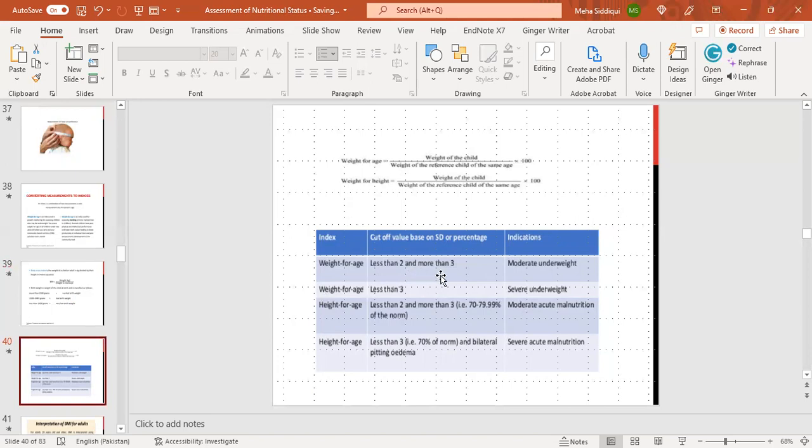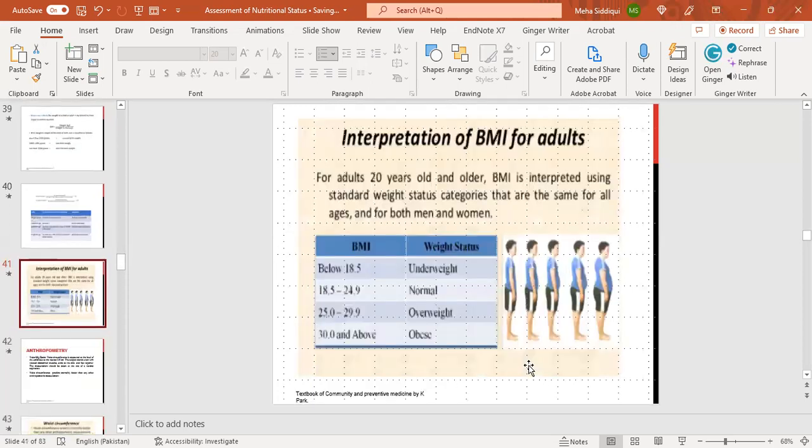If it is less than 2 and more than 3, then it is indicated as moderate underweight. And if weight for age the standard deviation is less than 3, then it is considered as severe underweight. And if height for age is less than 2 and more than 3, then it is considered moderate acute malnutrition. And if height for age is less than 3 and bilateral pitting edema, then it is considered as severe acute malnutrition.